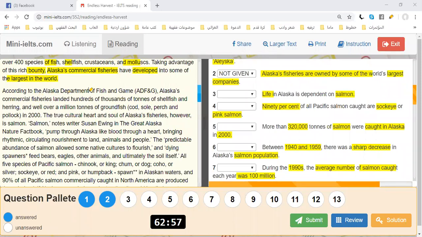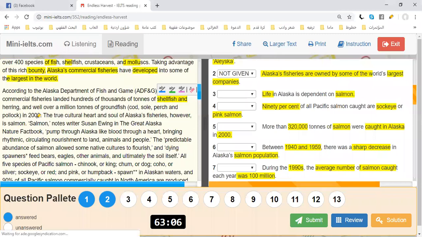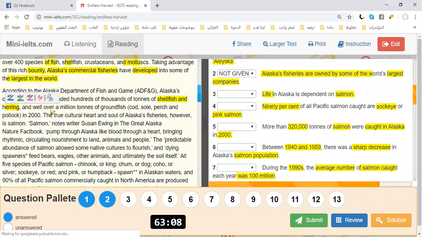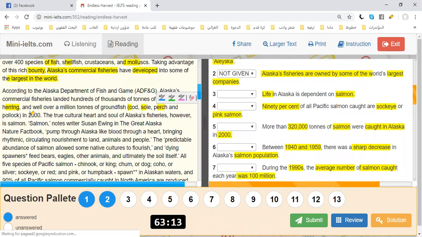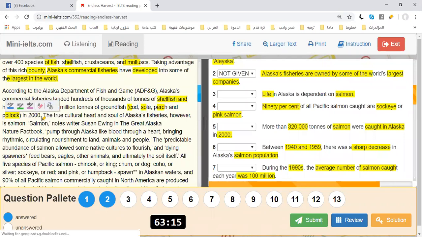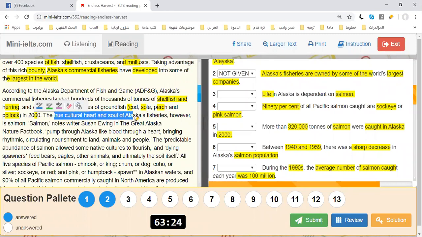According to the Alaska Department of Fish and Game, Alaska's commercial fisheries landed hundreds of thousands of tons of shellfish and herring. These are types of fish, okay? And well over a million tons of groundfish called sole, perch, and pollock in 2000. The true cultural heart and soul of Alaska's fisheries, however, is salmon.